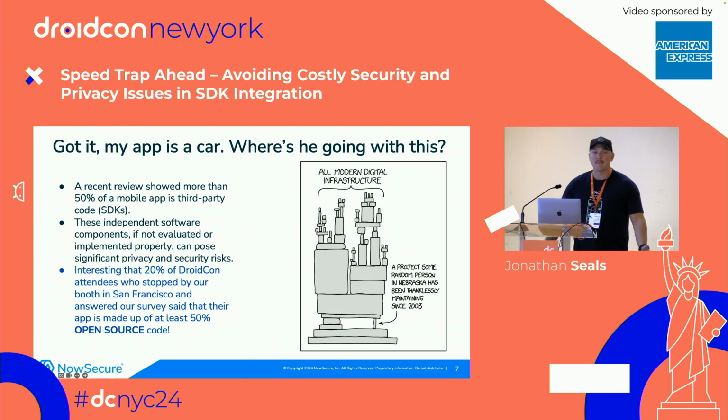Got it. My app's a car, I get it. Where am I going with this? At droidcon San Francisco, I did a survey where approximately 20% of the people I talked to all stated that 50% of their app is made up of SDKs and third-party libraries. That's a lot. That's a lot of things that we're pulling from outside and putting them in to use as our own. So what does that mean to us?